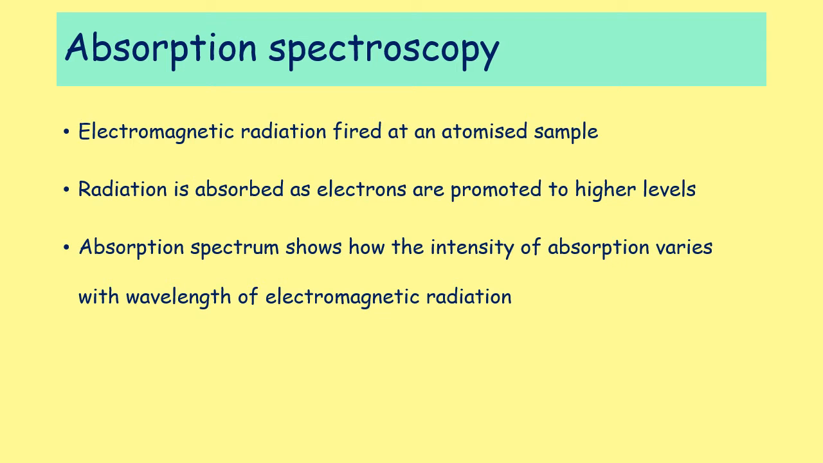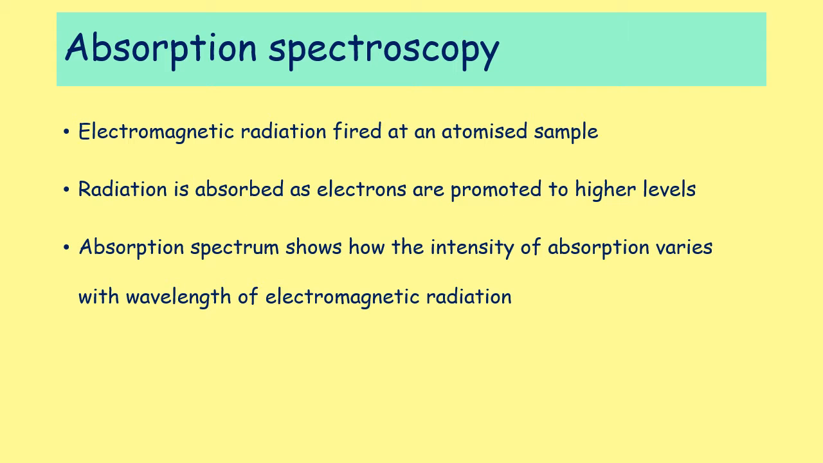Radiation from the electromagnetic spectrum will be absorbed as electrons are promoted to higher energy levels. And the absorption spectrum shows how the intensity of absorption varies with wavelength. So, for example, a particular atom might absorb the colour red, whereas another atom might absorb the colour blue. Or even within one atom, it might absorb loads of red, a little bit of green, a little bit of blue, but there will be a specific pattern.